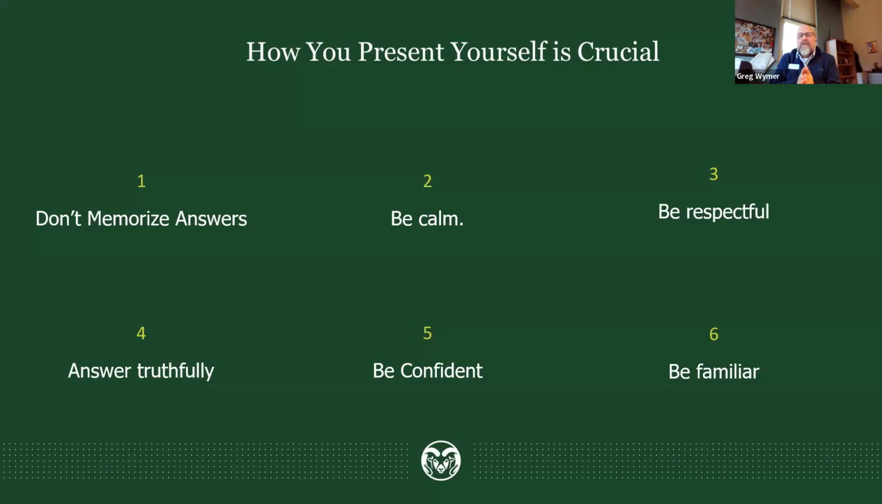And then finally, be familiar with the university and Fort Collins community. So learn a little bit about CSU, read and learn about your courses and your program, know the names of a few professors. Know a little bit about Colorado and Fort Collins. What's the weather like? Where is Colorado located in the US? Have some idea of where you're going.